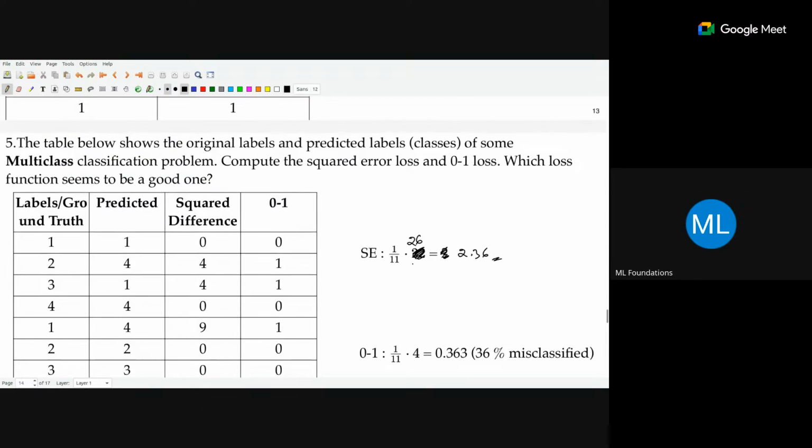Now the last question is, which loss function seems to be a good one? Now tell me which one seems to be a good one for this classification problem. Which loss function seems to be a good one? The 0-1 loss. That's quite different.